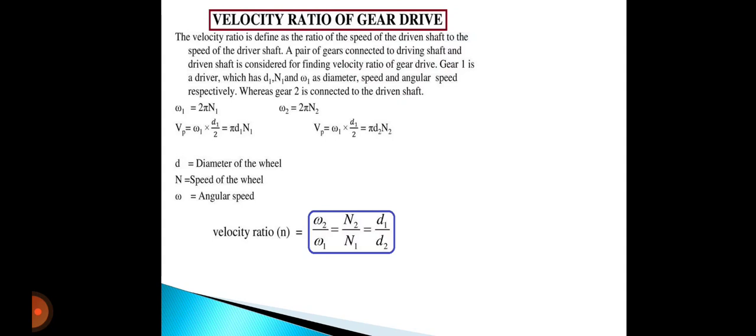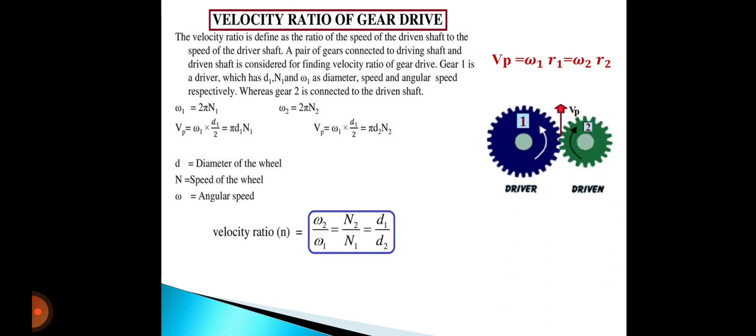Now, velocity ratio of a gear drive. The velocity ratio is defined as the ratio of the speed of the driven shaft to the speed of the driver shaft. A pair of gears connected to the driving shaft and driven shaft is considered for finding velocity ratio of gear drive. Gear 1 is the driver, which has d1, n1 and omega 1 as diameter, speed and angular speed respectively, whereas gear 2 is connected to the driven shaft.